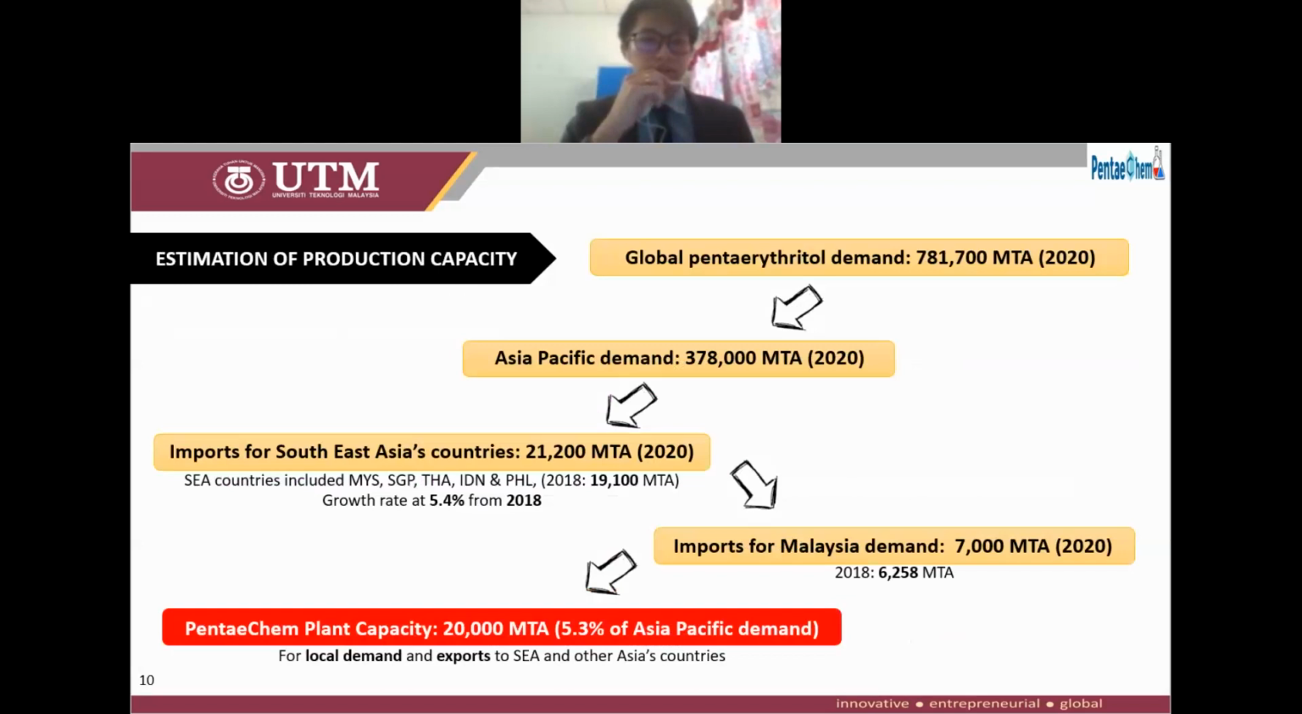So this chart shows how we estimate the capacity of our plant. We narrow down the scope of our investigation from global demand to Asia Pacific demand and finally to Southeast Asia demand. And at the end, we decided to set our capacity to be 20,000 metric tons per year for local demand and also export to Southeast Asia countries and other Asian countries.